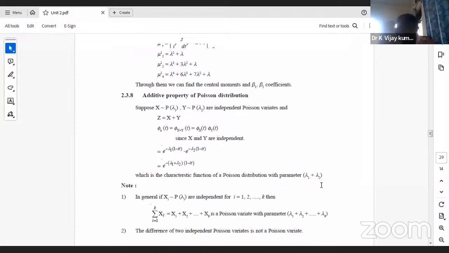Then what is the additive property of the Poisson distribution? Suppose X follows Poisson lambda 1 and Y follows Poisson lambda 2 are independent Poisson variates, and Z is equal to X plus Y. Then phi of Z(t) is equal to phi of X(t) times phi of Y(t), since X and Y are independent. That is e power minus lambda 1 times (1 minus e power it) times e power minus lambda 2 times (1 minus e power it). Taking the powers together, it is e power minus (lambda 1 plus lambda 2) times (1 minus e power it). This is the characteristic function of the Poisson distribution with the parameter lambda 1 plus lambda 2.